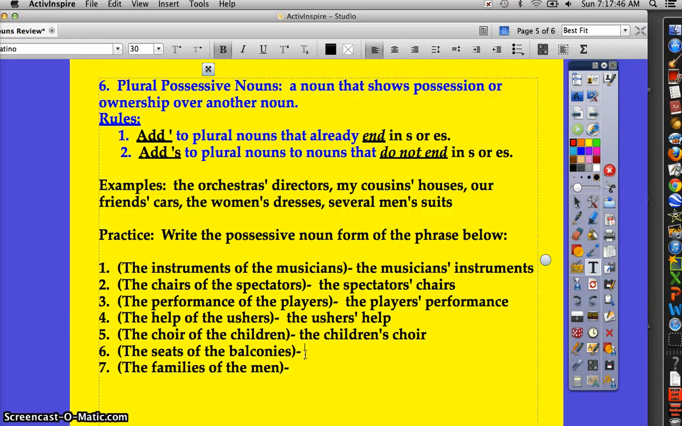The seats of the balconies, number 6, would be the balconies, seats. And finally, the families of the men would be the men, apostrophe s, because it doesn't end in s already, families. Hopefully this nouns review will help us to prepare for the upcoming assessment on the Nouns unit.